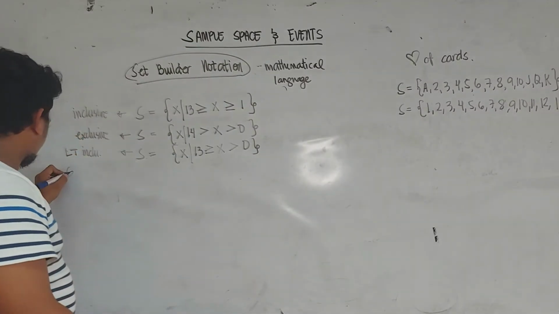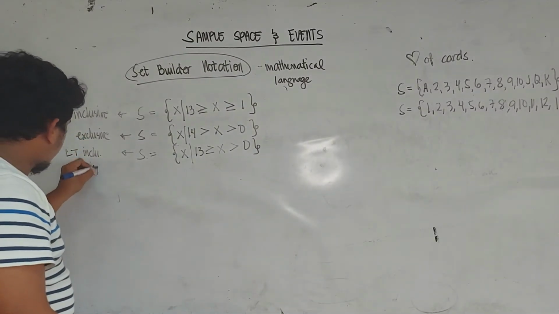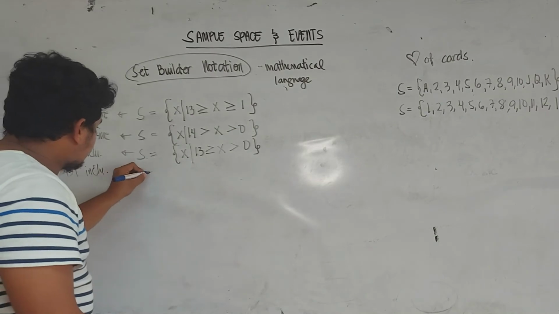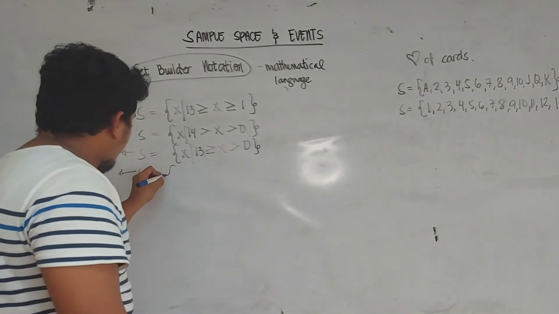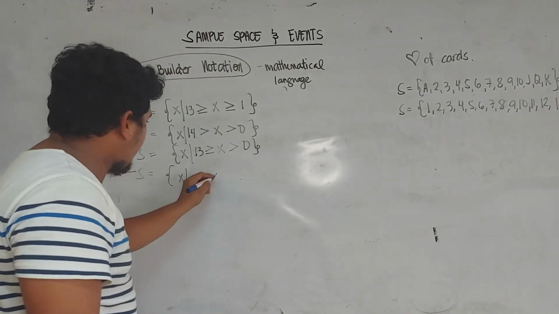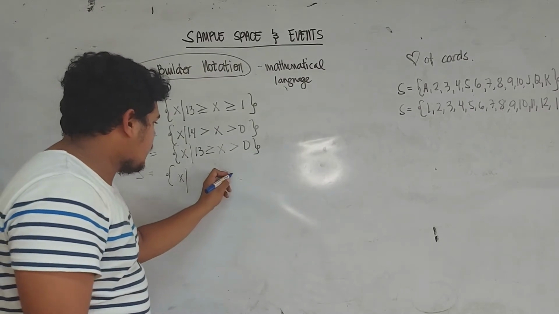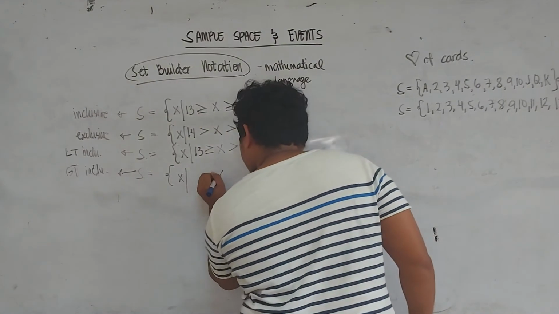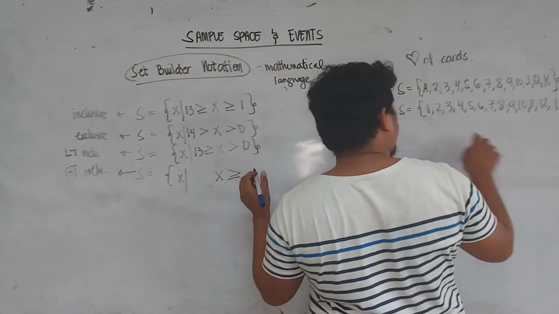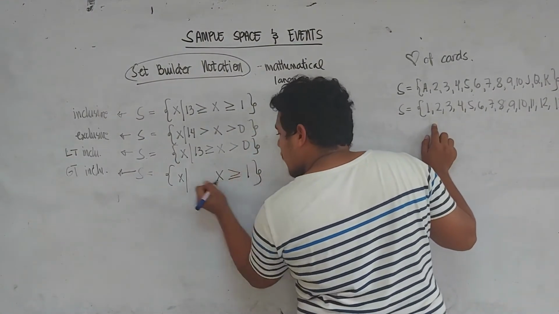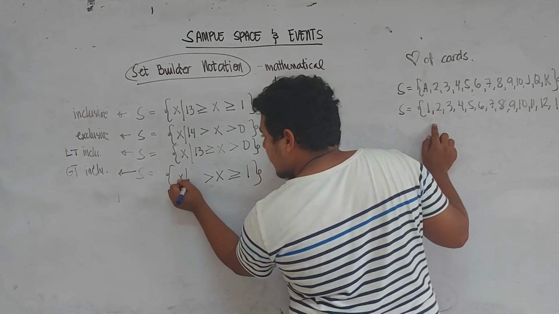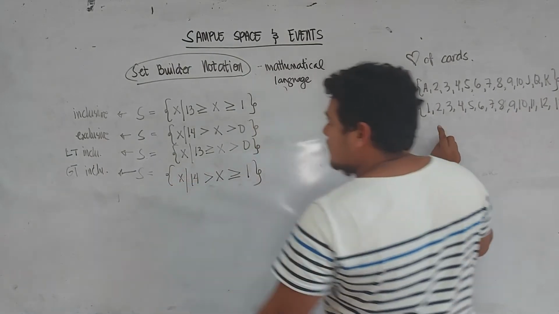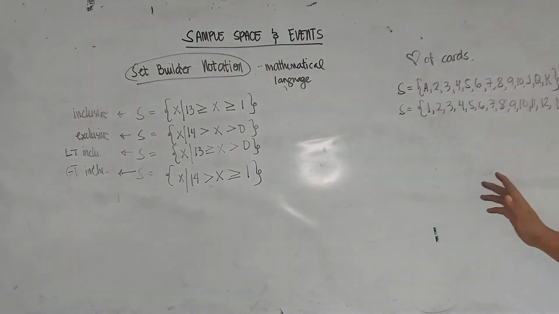Kung may greater than inclusive or GT inclusive, we could say S equals X such that X is greater than inclusive, so greater than or equal to 1. Ang pikas, less than, walay appeal, 40. This is how you make a set builder notation.